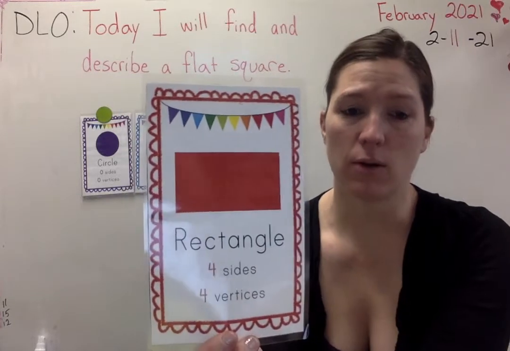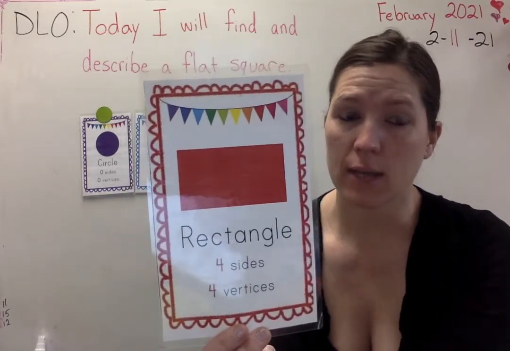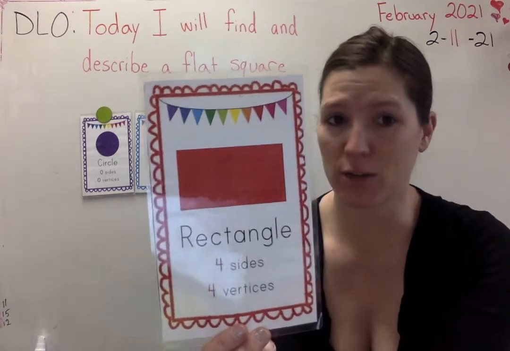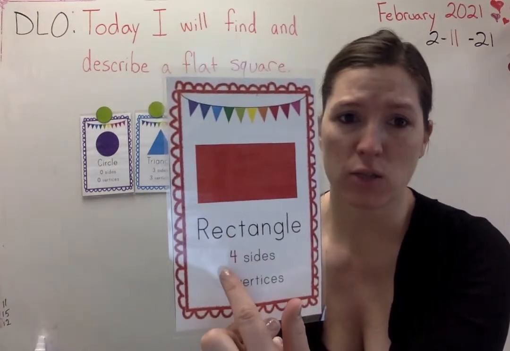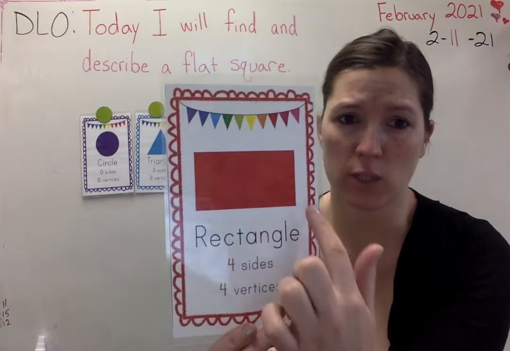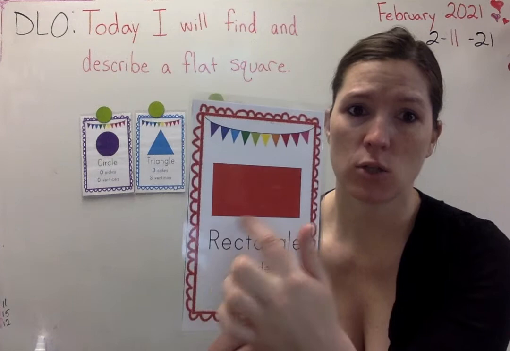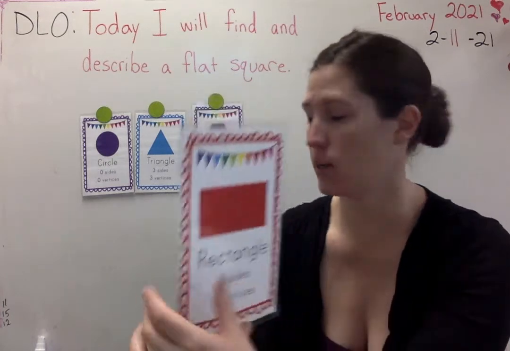Here's a rectangle. A rectangle has some similar features to a square, but here's the difference. While a rectangle has 4 sides and 4 vertices, a rectangle has 2 short sides, 2 long sides.